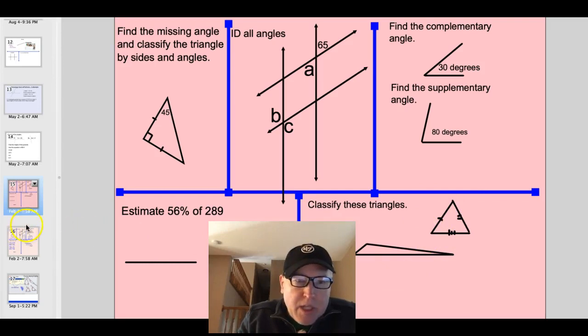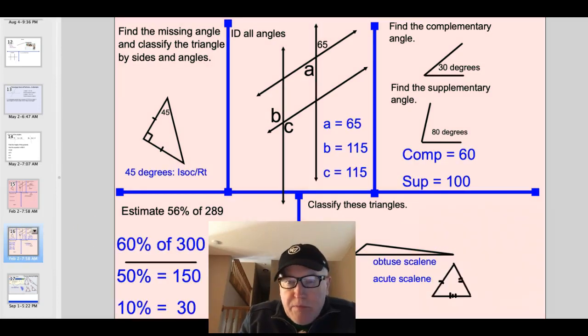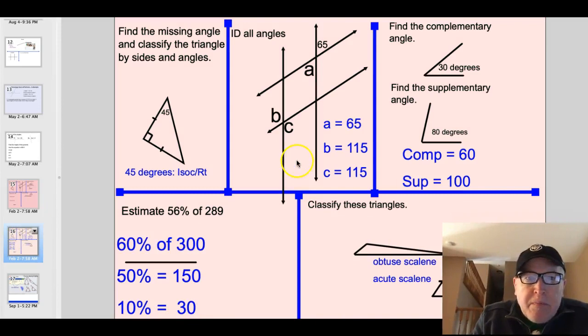Okay, let's take a look at the answers to those. I think I can put myself back in my spot. All right, this is a 45-degree angle because this is 90 and this is 45, so 180 minus the 90 minus the 45 gives you 45 left. So this is an isosceles right triangle when classified.